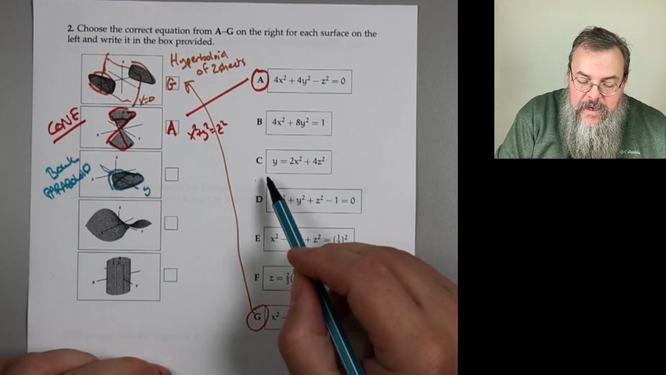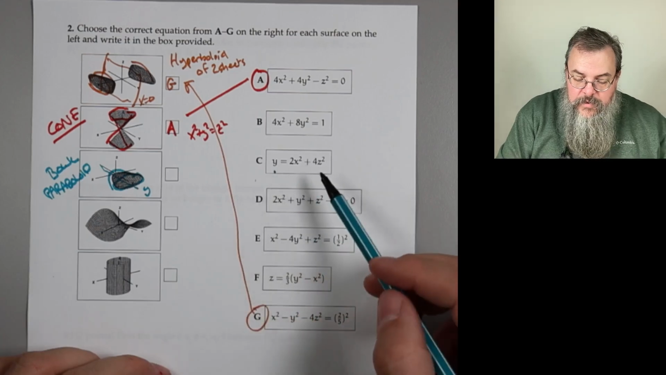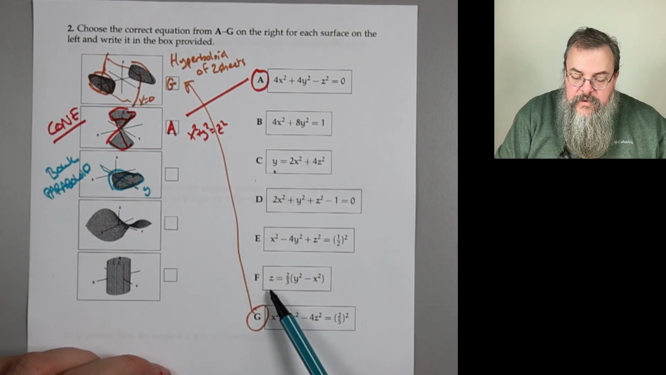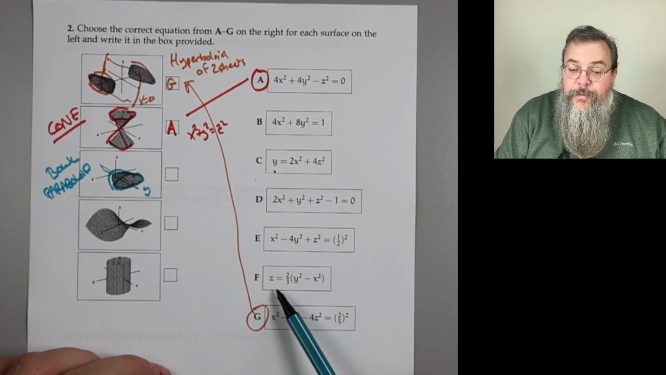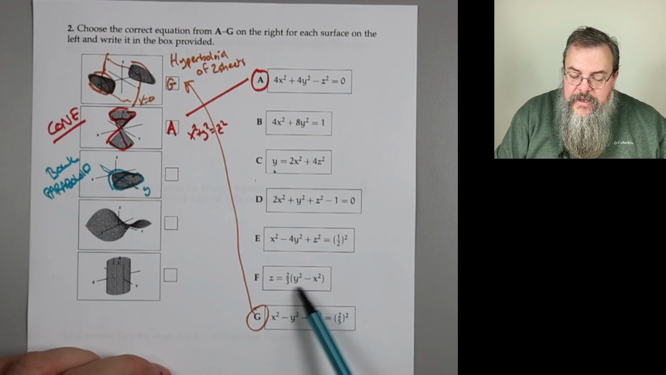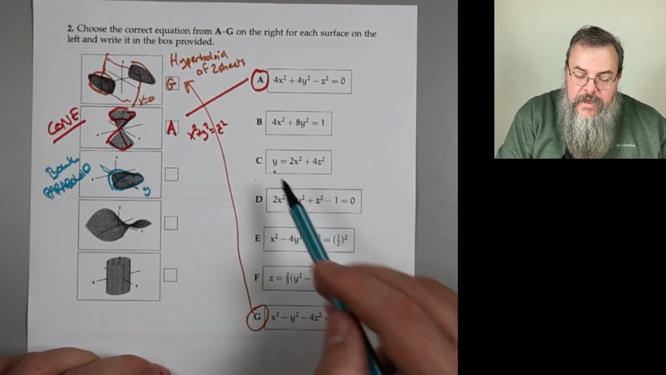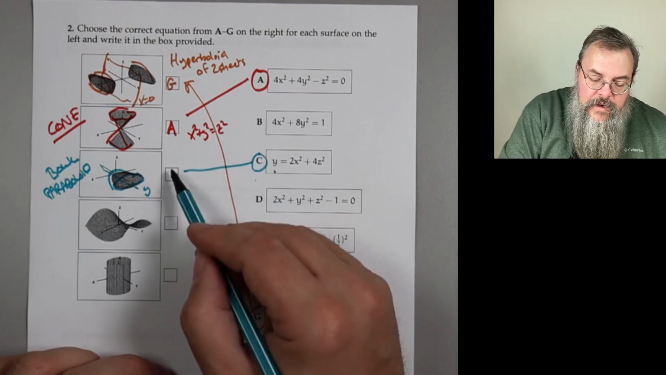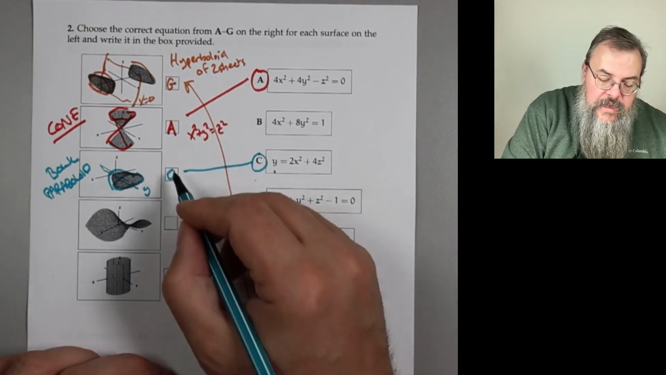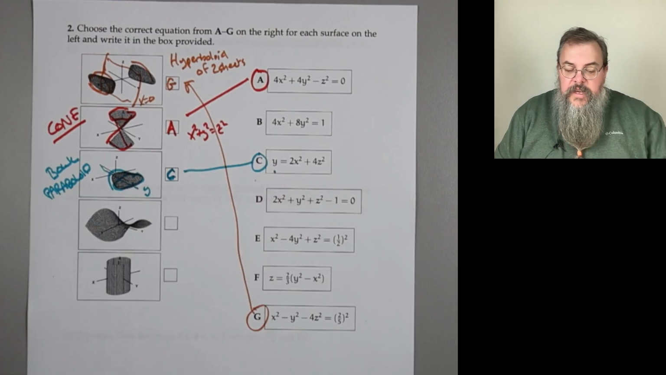And I see here, I have a y equals. Now here, this is also, I have something that's not squared, but it's a z, not a y. And here, you have one being added, one being subtracted. We want them both the same sign because we get a bowl that way. So that's our option. So C, G, A, C.